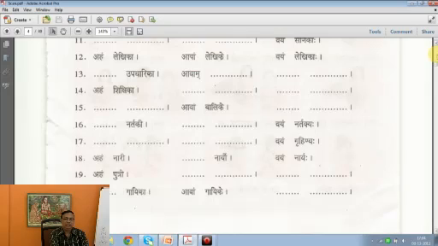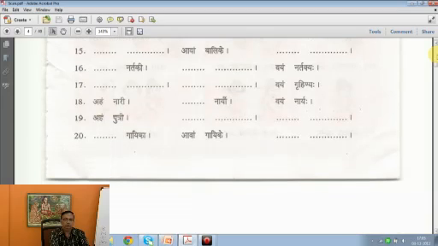Aham gruhini. Avam gruhinyau. Vayam gruhinyaha. The plural is given, you have to derive the singular and dual. Aham nari. Avam naryau. Vayam naryaha. So these are all ikaranta strilinga shabdas. Aham putri, I am a daughter. Avam putriyau. Vayam putriyaha. 20th. Aham gayika, avam gayike.